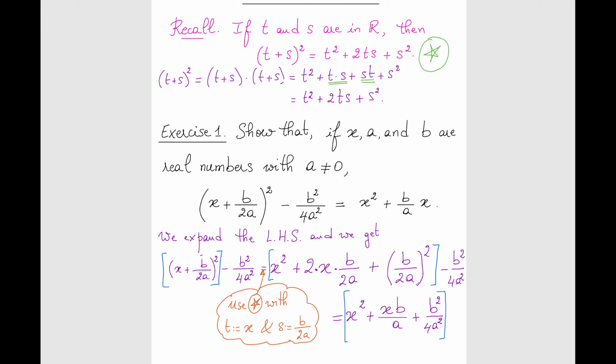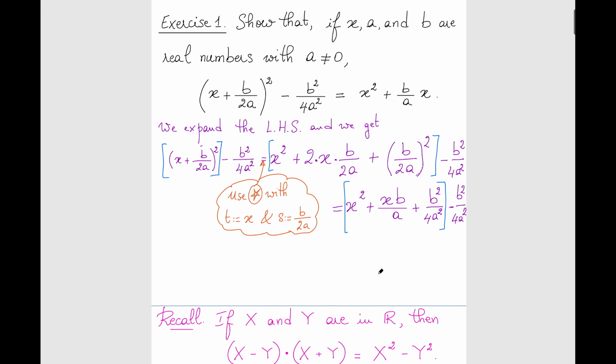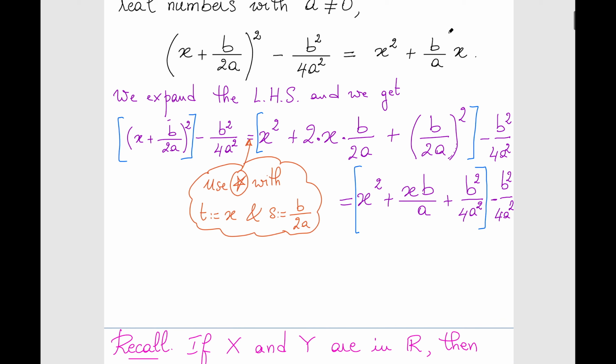Just to be very, very clear, minus what you see over here, right? b squared over 4a squared. Make sense? All right. Very good. So keep an eye on what you want to do. You want to show that the left-hand side here in exercise 1 is equal to the right-hand side. We started with the left-hand side and we're expanding and trying to do some simplification. Hopefully we get to this.